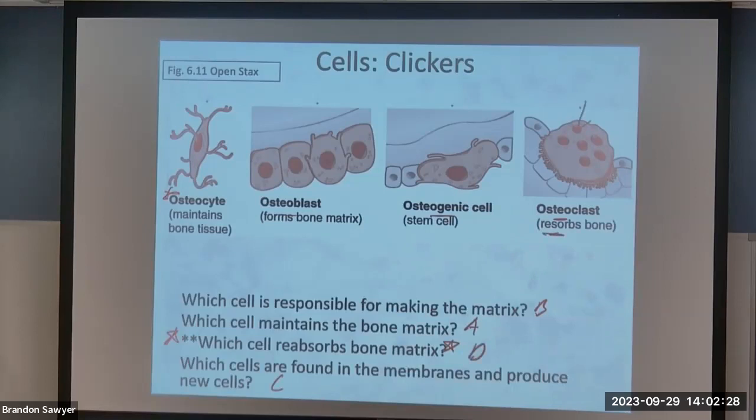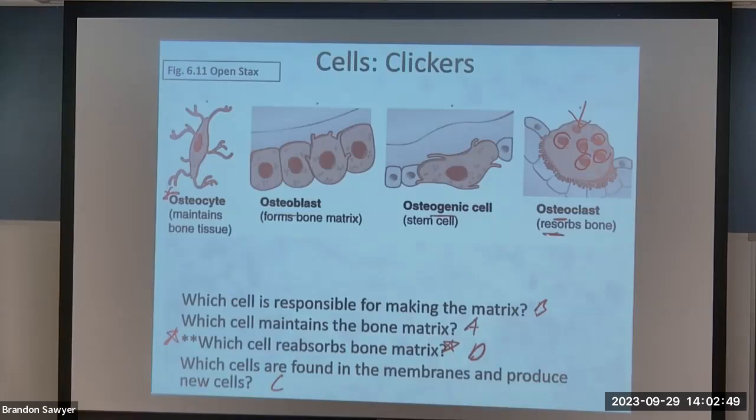Osteoclasts are unique cells in that they are one of the few cells in the body that are multinucleated. These big things here are all different nuclei, so they have more than one nucleus. Skeletal muscle cells are that way too. Skeletal muscle cells can have hundreds of thousands of nuclei per cell, but osteoclasts are another example of that.